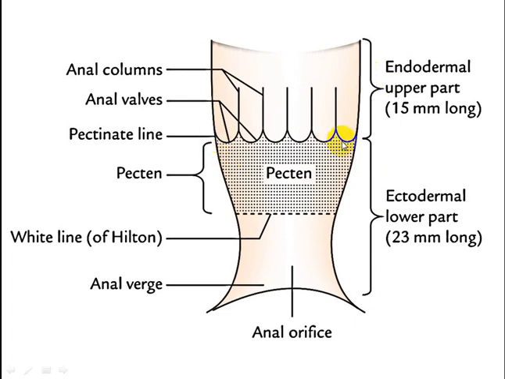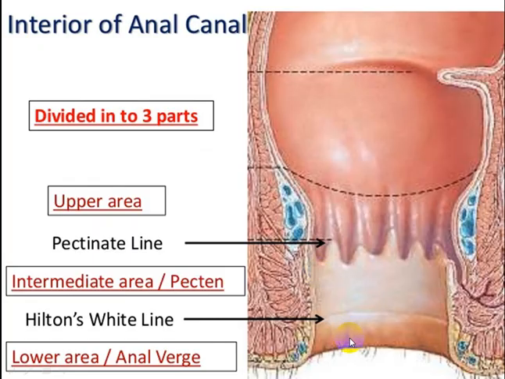So we have two lines: the pectinate line or dentate line, which differentiates between the hindgut and the proctoderm, while the white line of Hilton differentiates between keratinized below and non-keratinized above in the cutaneous part of the anal canal. As you can see, this is the line of Hilton. Below it is the pigmented skin, and above it is non-keratinized or white.